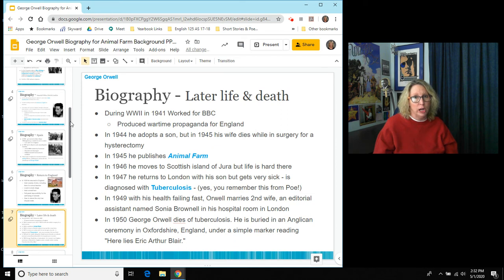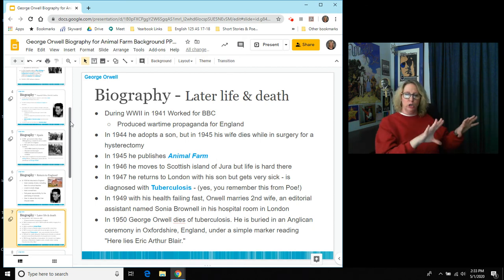Does that remind you of Edgar Allan Poe, right? So he started trying to court different women, and it turns out that he did marry a second wife. It was his editorial assistant named Sonia Bronwell, and he had to marry her in his hospital room in London, so that's pretty tough. But in 1950, George Orwell died of tuberculosis, and he's buried in a tiny, almost nondescript grave. It just has this marker that says, "Here lies Eric Arthur Blair."